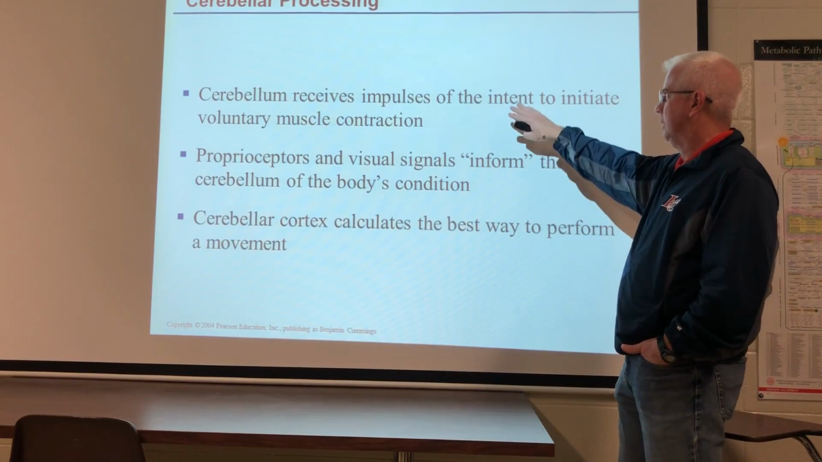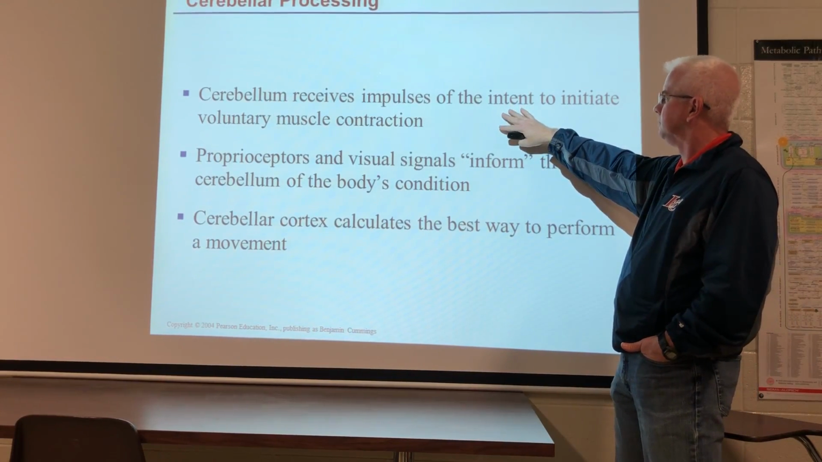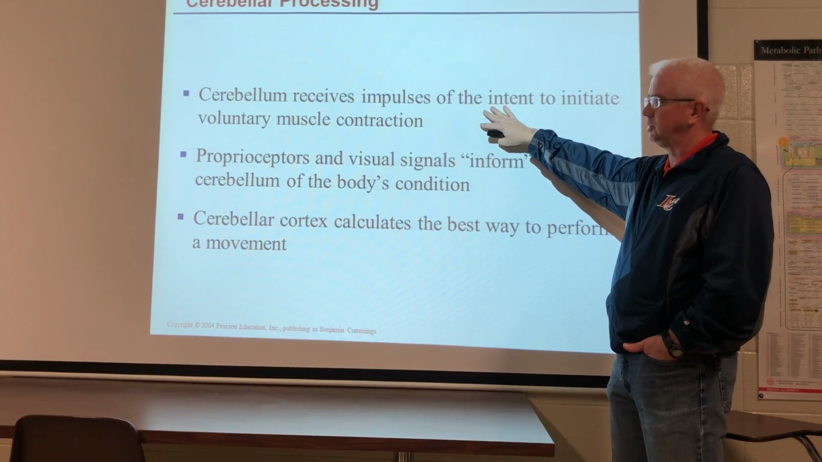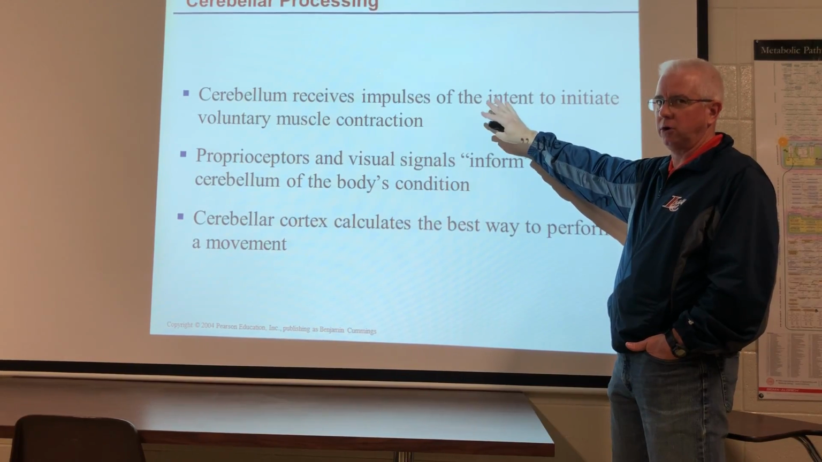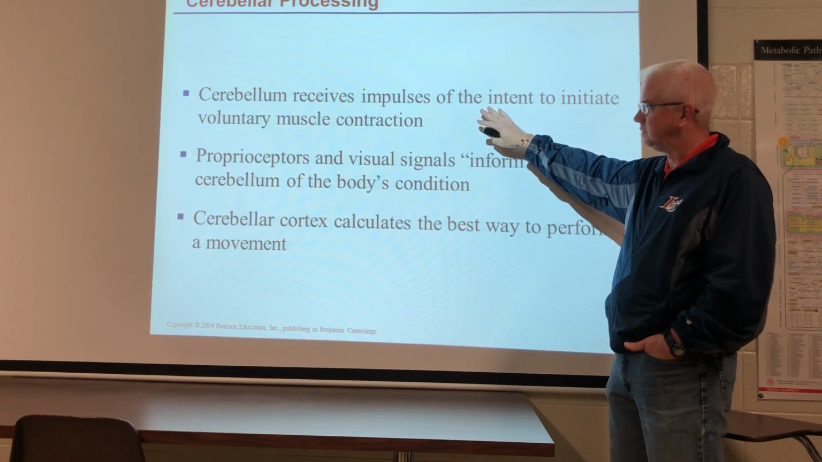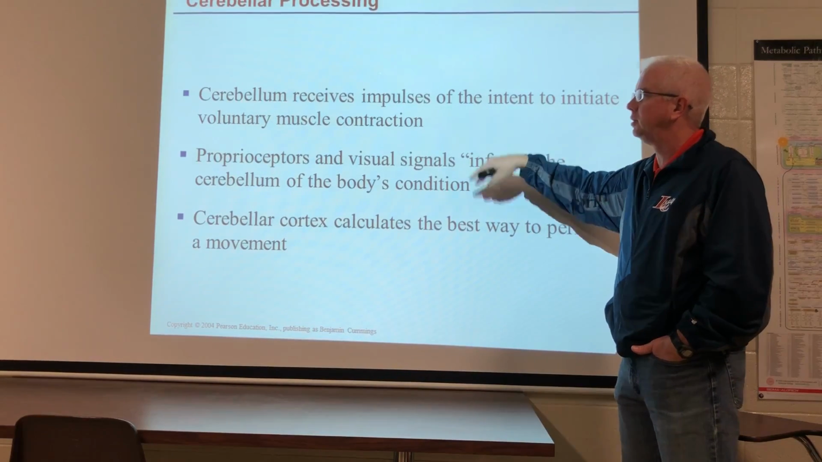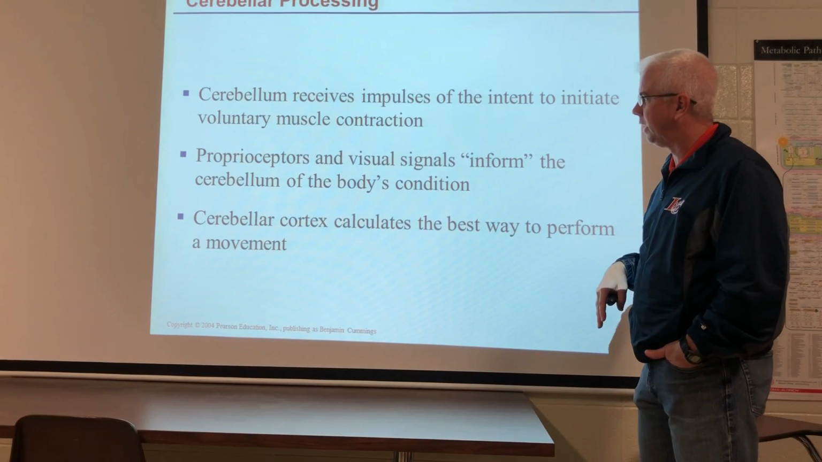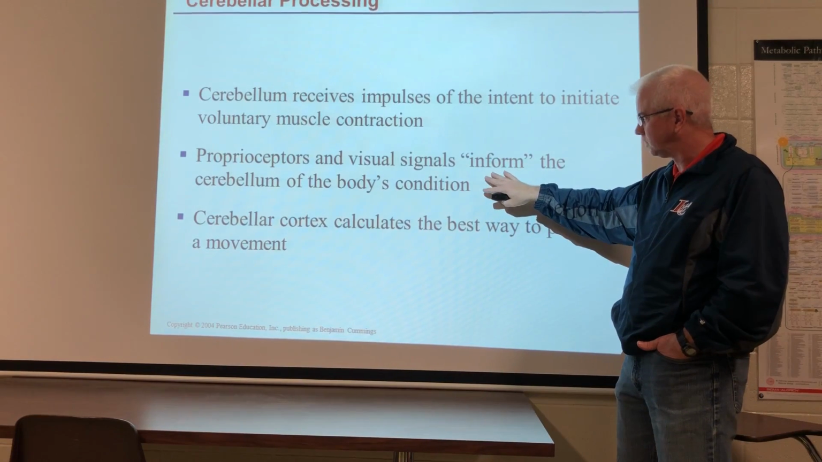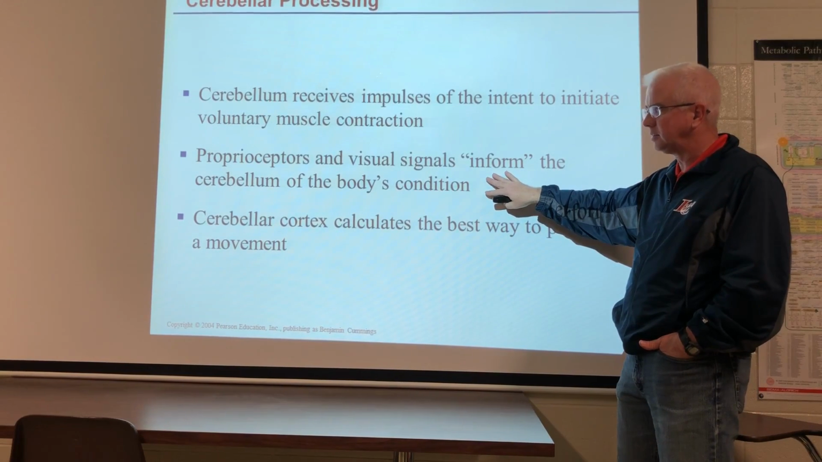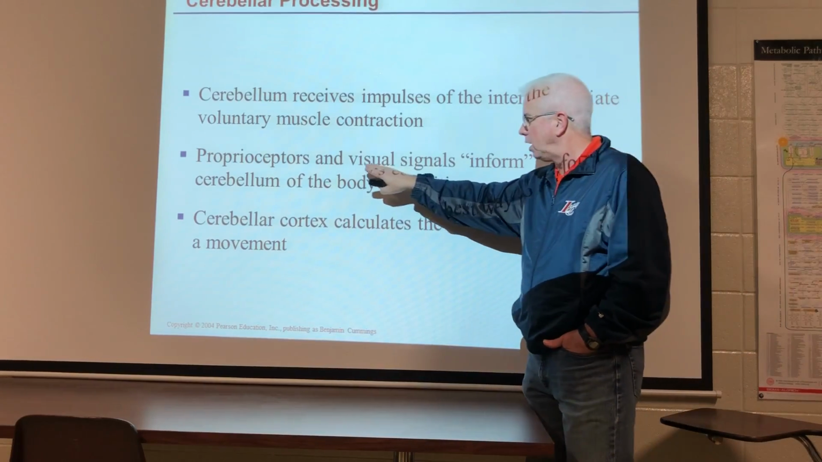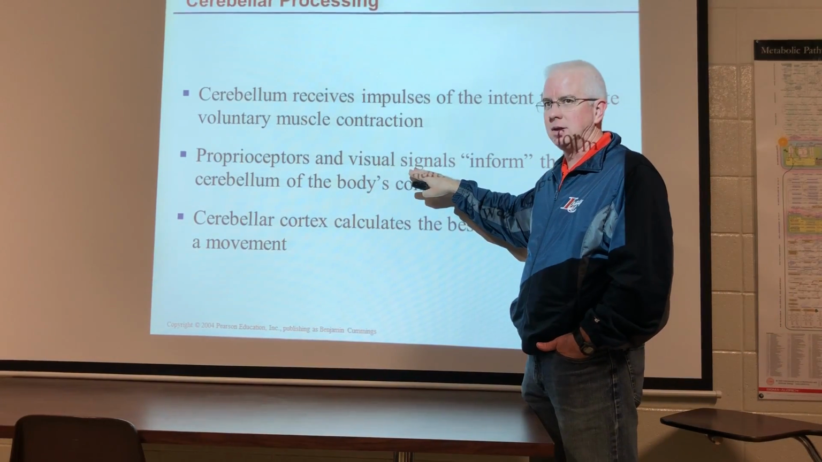All right, we know that it receives impulses involved in muscle contraction. You should be able to do better on this. I taught you, again, go back and review that corticopontine loop so you can have that. Proprioceptor and visual signals inform the cerebellum of the body's condition. You do not have this pathway from me.